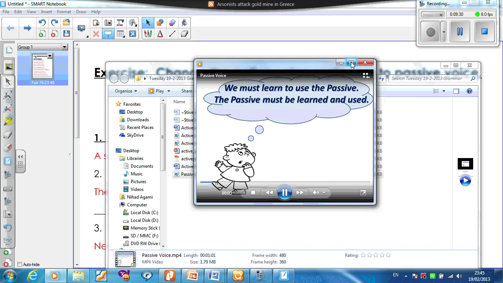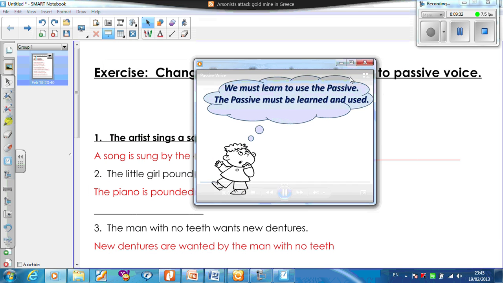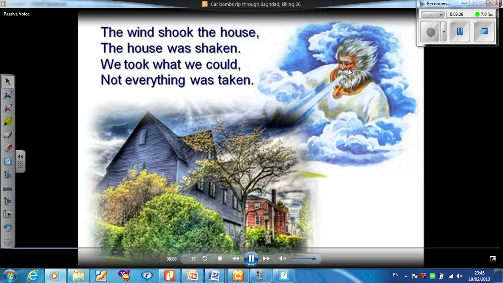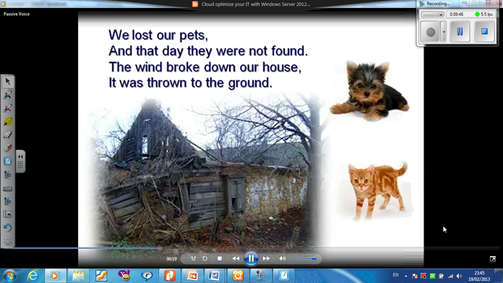We must learn to use the passive. The passive must be learned and used. The wind shook the house. The house was shaken. We took what we could. Not everything was taken. We lost our pets, and that day they were not found. The wind broke down our house. It was thrown to the ground.